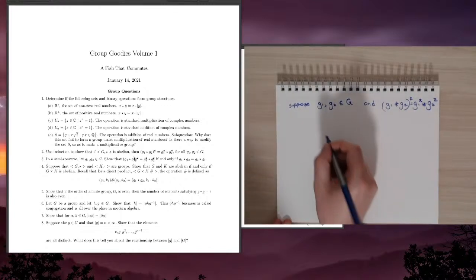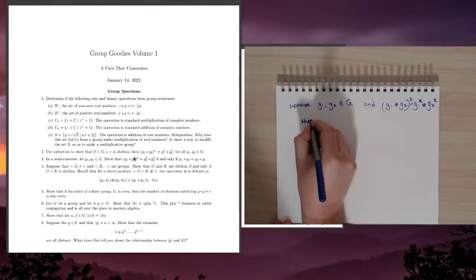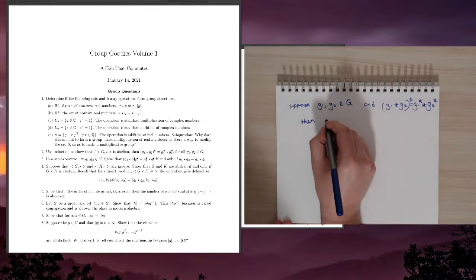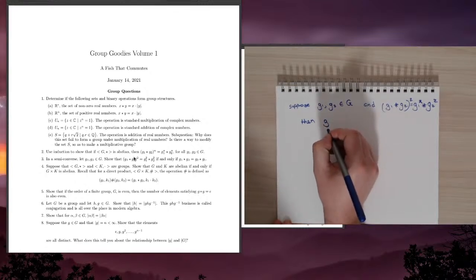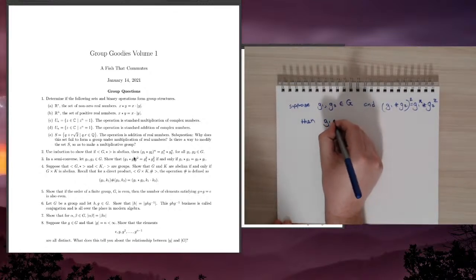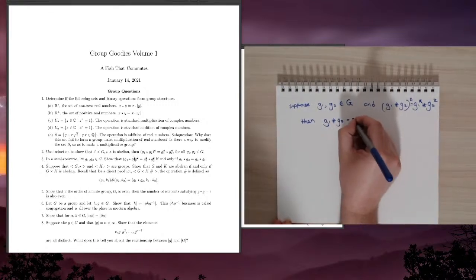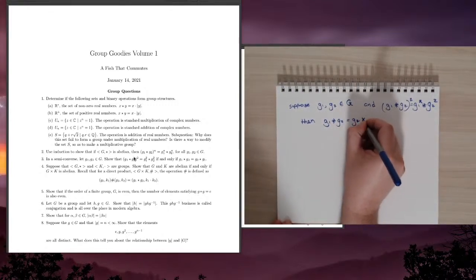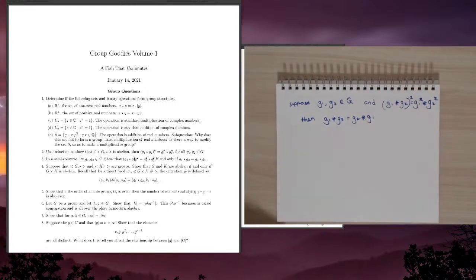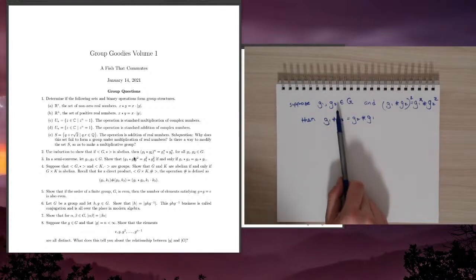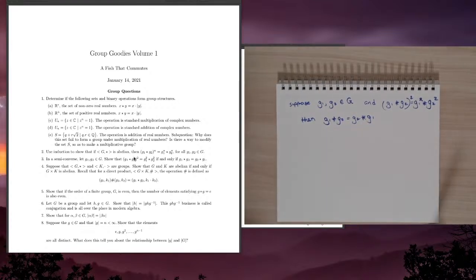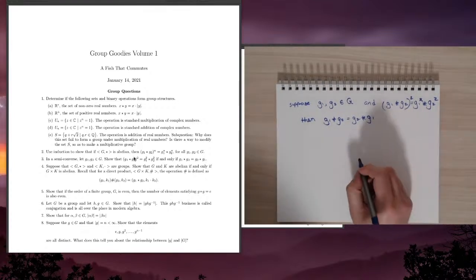So what do we want to show then? That these elements commute. Now, this is not saying the entire group is abelian, but rather that these particular elements commute, because this isn't for all G1 and G2, this is just for these. So let's start with this.